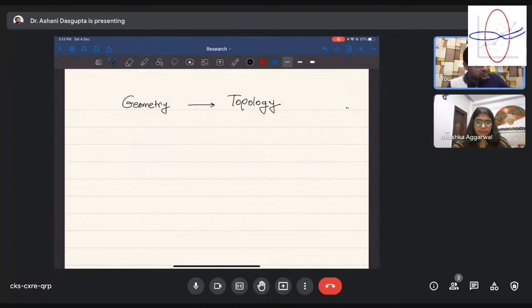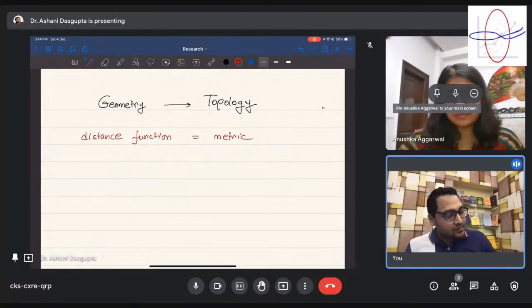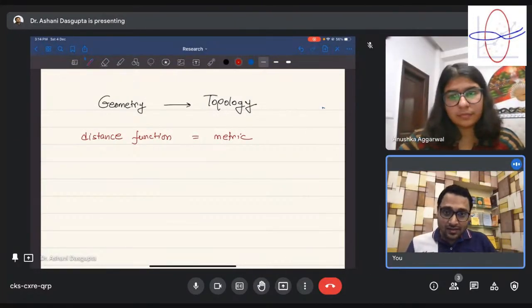We talked about a peculiar function called the distance function, right? And it's often called a metric. So the word metric is used in many places. Here it is used in the form of a distance function. There are certain properties of this distance function.